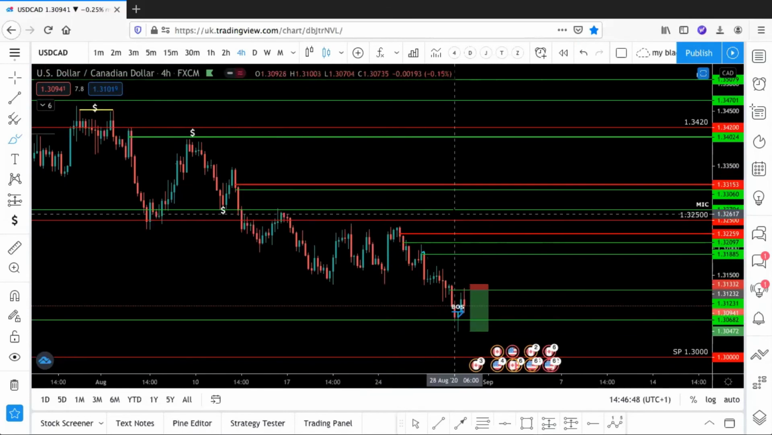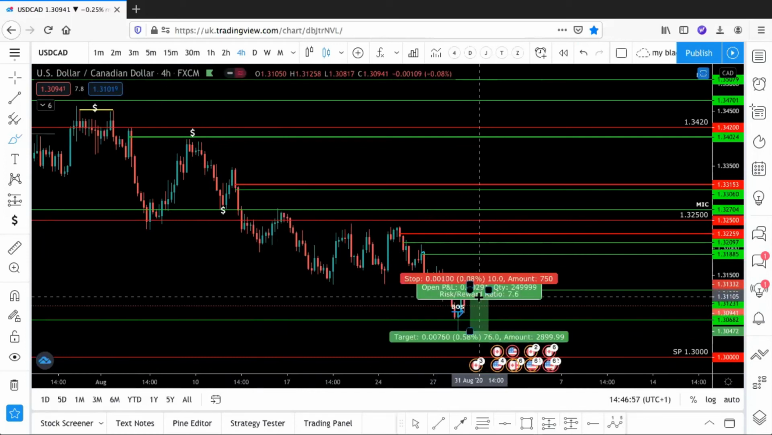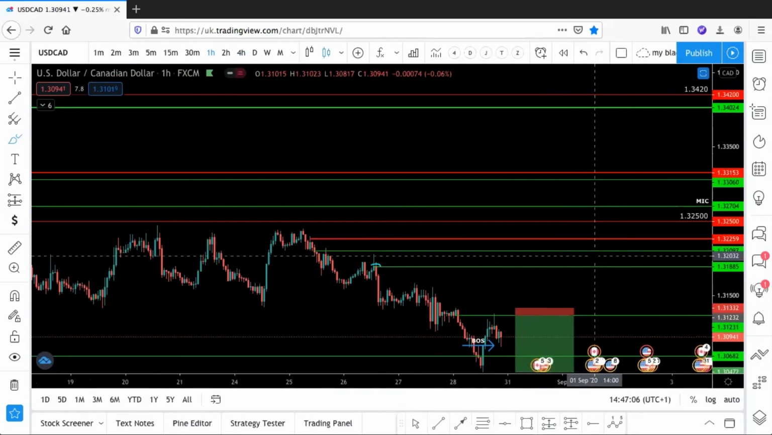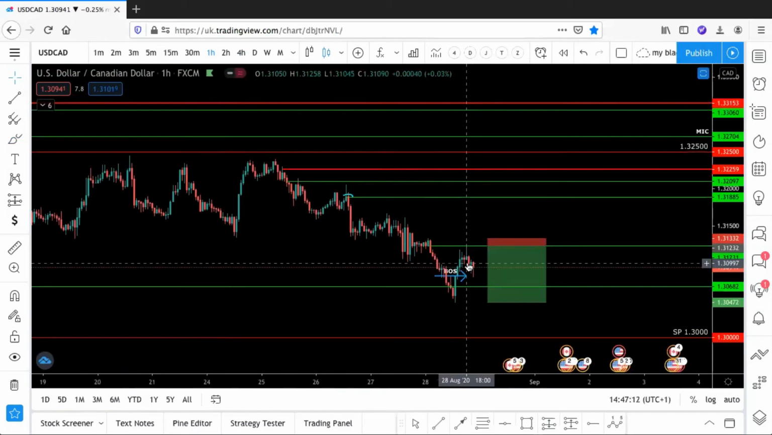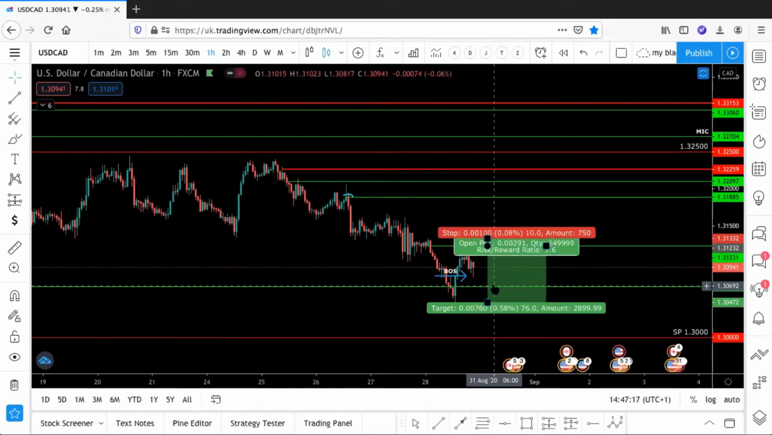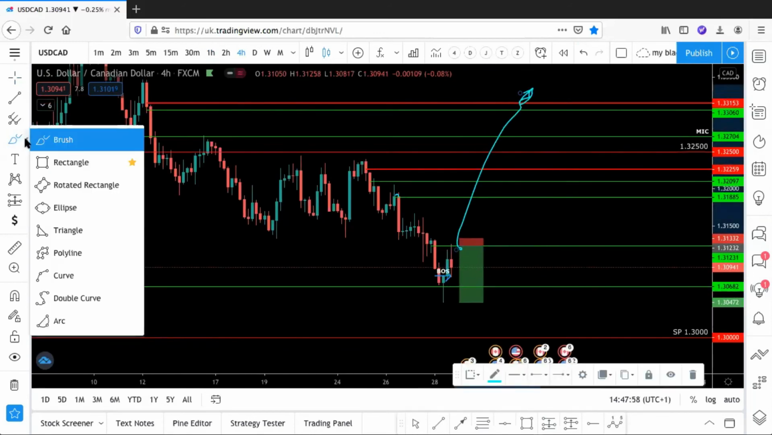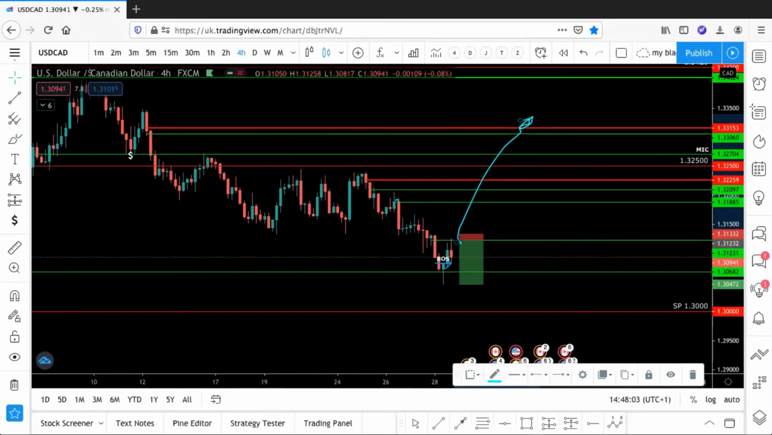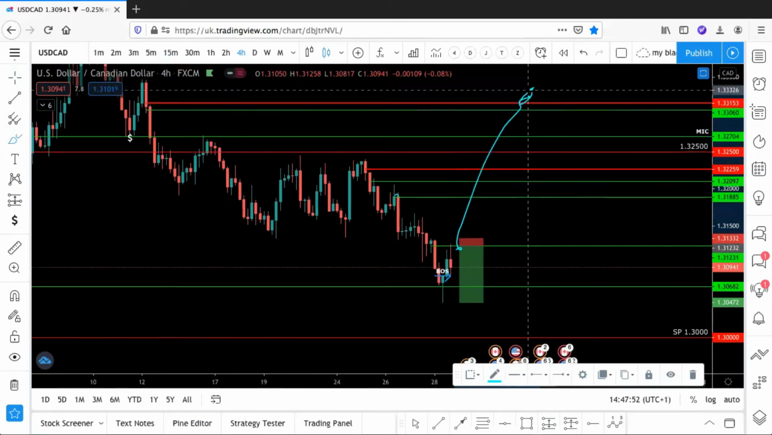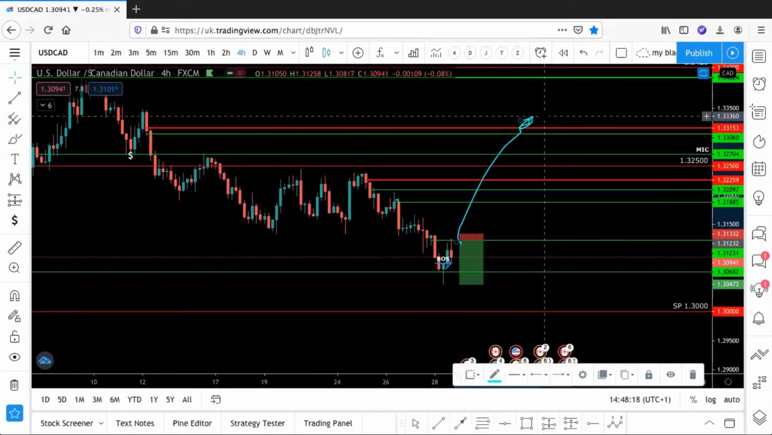For now, what is next? I'm not going to look for any sell setup on USD-CAD, but the sell setup triggered last Friday, so it's in profit now. I want to look for buy setups. If I see any buy opportunity with a confluence, I will go for a buy setup. For now, maybe USD-CAD could run lower, one more push to the downside. Then again, we could target 400 to 500 pips towards the upside.